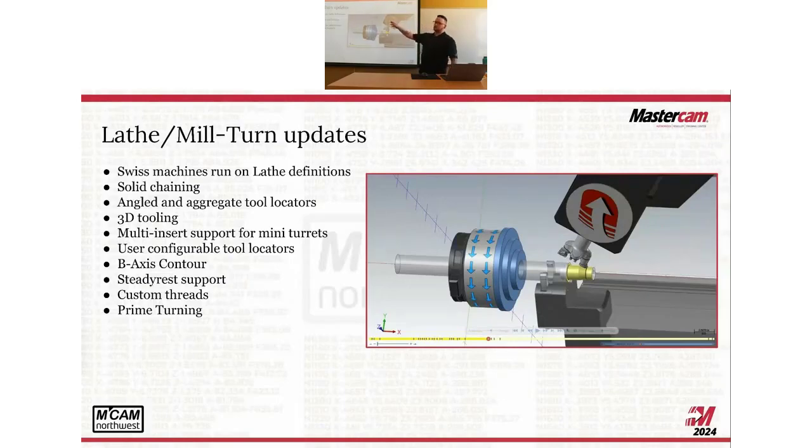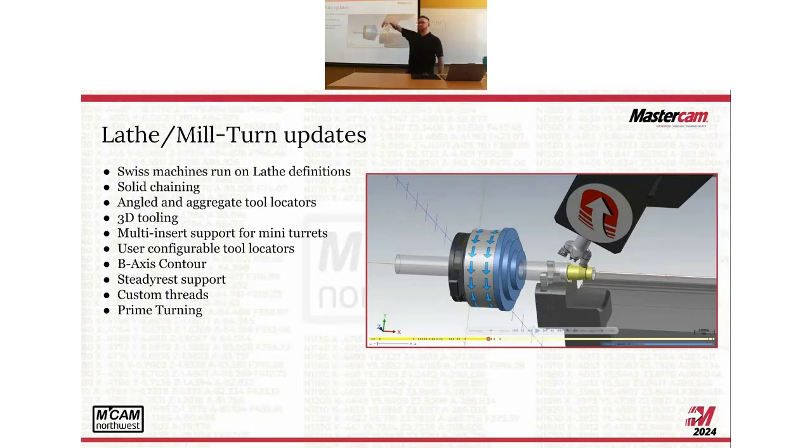Additionally, you can now run Swiss machines with lathe definitions as opposed to needing the special Swiss module, which was complicated and a lot of people didn't like. You can do solid chaining on lathe. We have angled and aggregate locators. So if you're running a turret style machine and you have a tool that you kick off at an angle with one of those special locators, we support that as well.